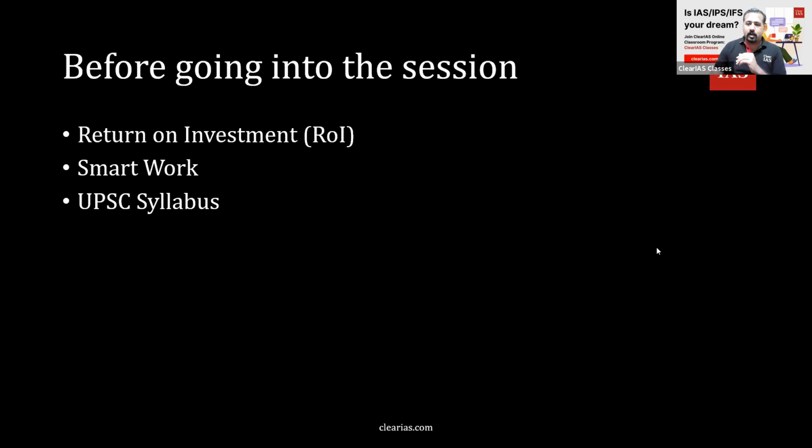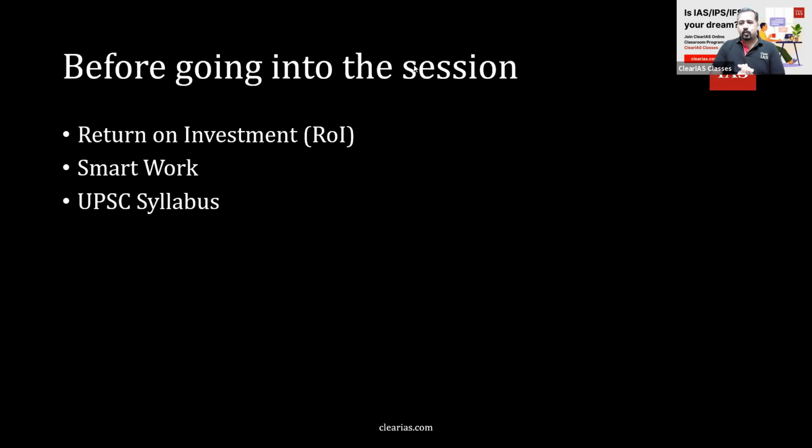So if you are investing these three, what is the return you will be getting? Before investing any of these three, be it time, be it your effort, or be it your money, think about what will be the return you get out of that investment. This you should ask yourself before attempting anything. This is highly relevant across all areas in your life, but it is also very important with respect to UPSC preparation.